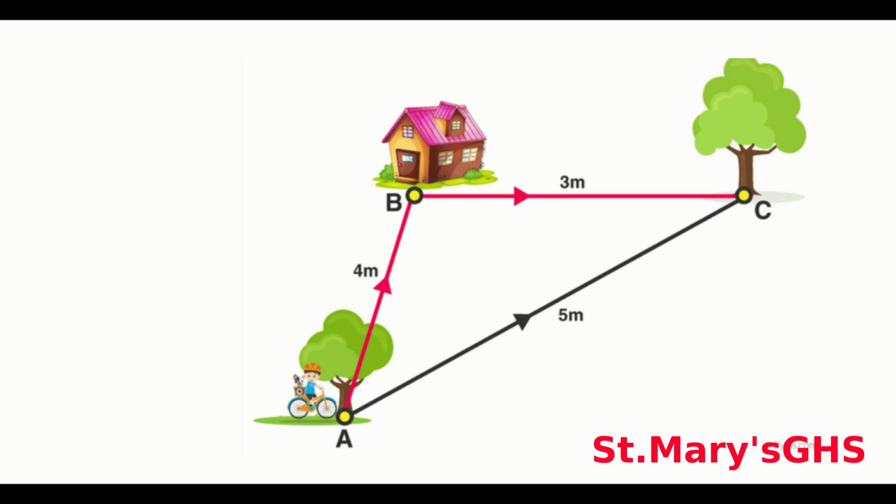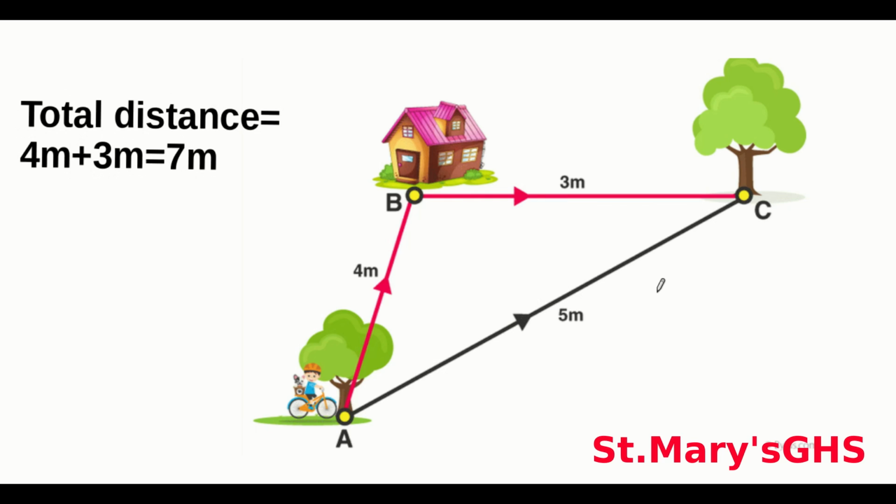Okay, then again consider another picture. There is a boy riding on his bicycle. Starting point is this A. Then he travels 4 meter and reaches a house at the point B. Then again he continues his journey, and after traveling 3 meter he reaches near a tree, that is point C. Then here the total distance he traveled, the actual length of the path traveled, is 4 meter plus 3 meter, that is 7 meter. That is marked in a red color.